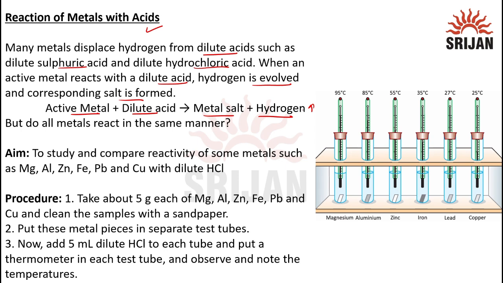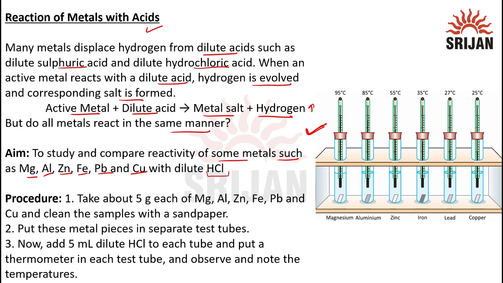Hydrogen gas is evolved, right? But do all metals react in the same manner? To understand this, we will do an activity. The aim of the activity is to study and compare the reactivity of some metals such as magnesium, aluminium, zinc, iron, lead, and copper with dilute hydrochloric acid, that is HCl. This is the apparatus that shows the arrangement of this activity.